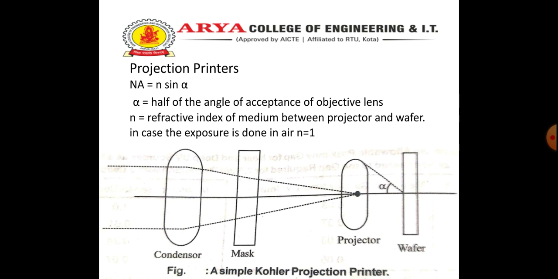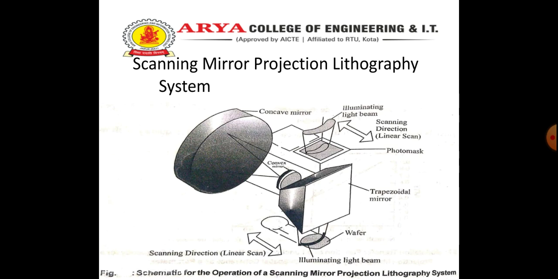In projection printers, the mask does not contact the wafer, so there is no defect generation. The depth of focus is one of the important things in projection printer. As we increase numerical aperture, it increases the resolution linearly but decreases the depth of focus. Virtually all projection printers are refractive rather than reflective optics. Reflective optics. Now, scanning mirror projection lithography system.